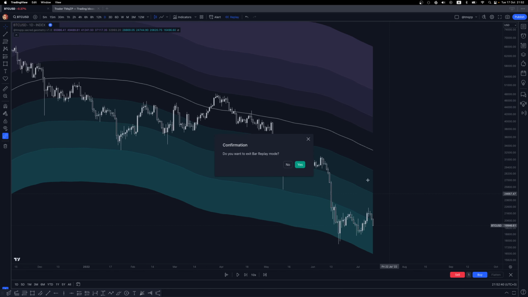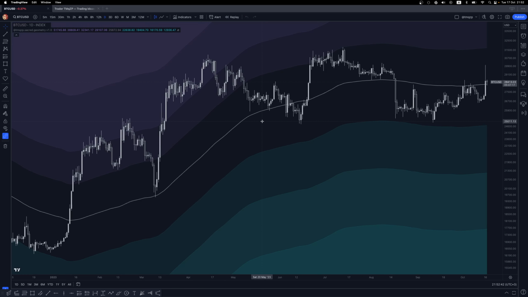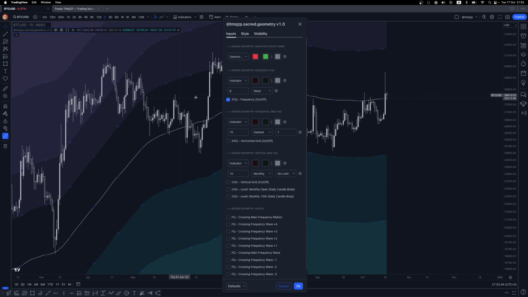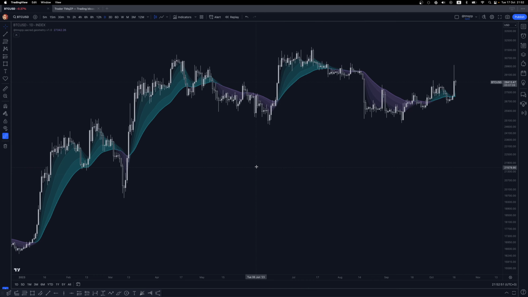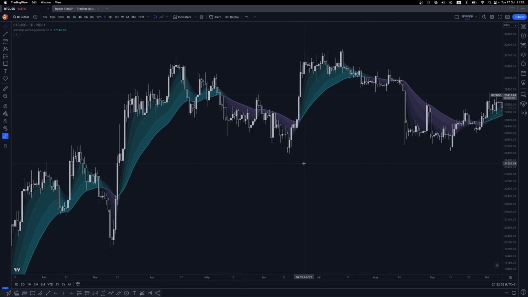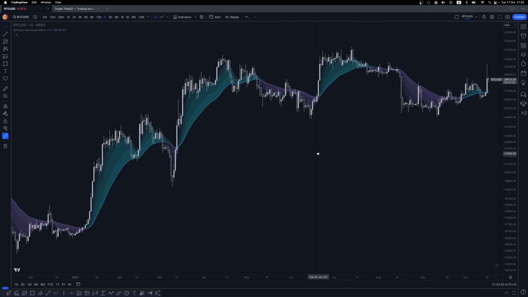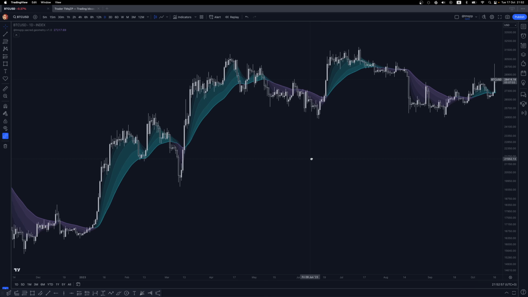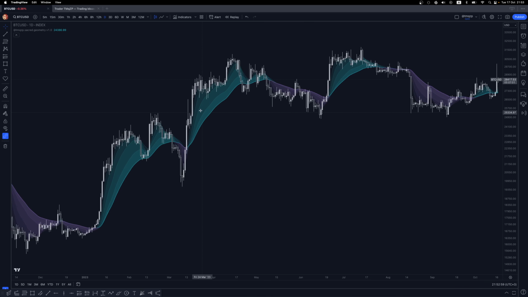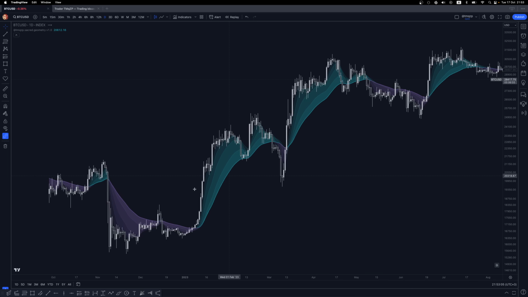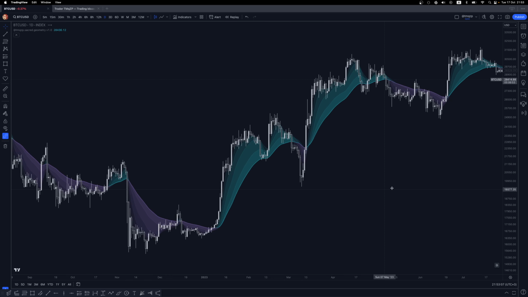All right, so let's go over the ribbon. Wave. So we're gonna switch to ribbon. The ribbon is nothing fancy. It's very similar to, I think it's called the EMA ribbon or something like that. This is just my take on it, and it uses again sacred geometry values and also the scale of 12 because of what I explained.